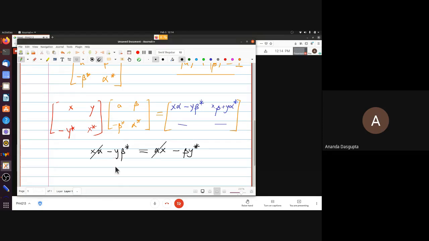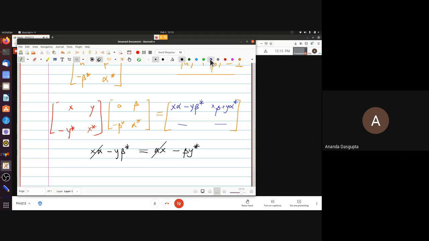And note, this has to be correct for what values of beta or beta star? All values of beta and beta star. This has to be correct for all values of beta. That's perfect. By the way, let's check what happens with this first.